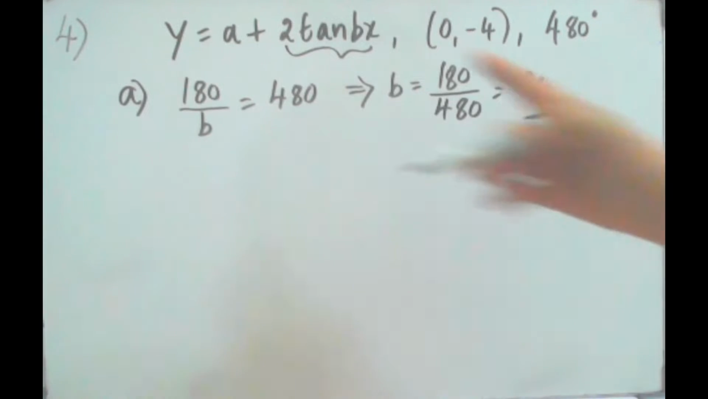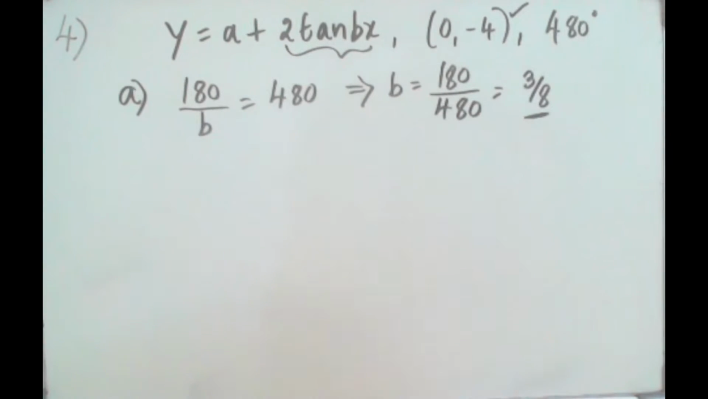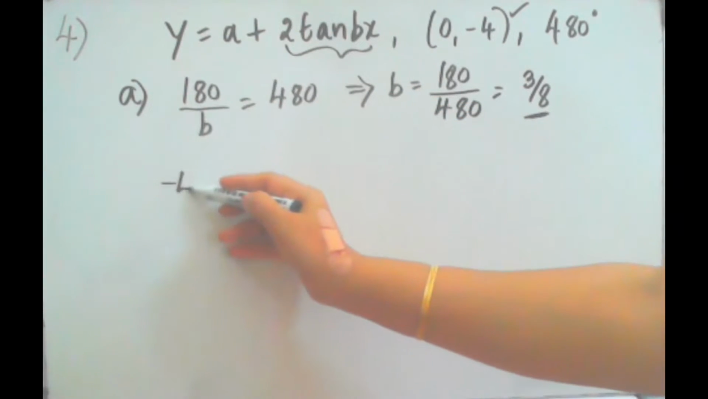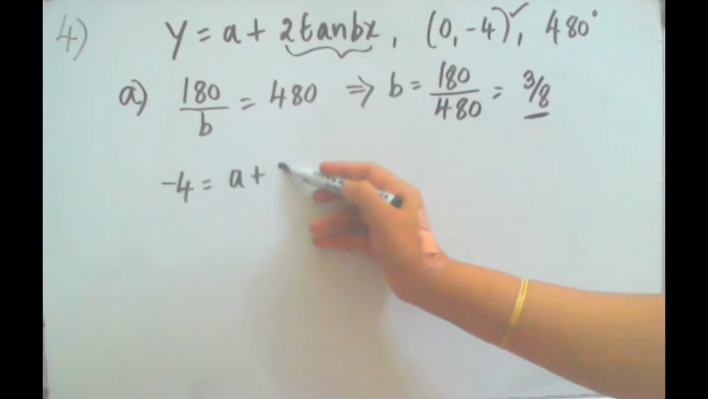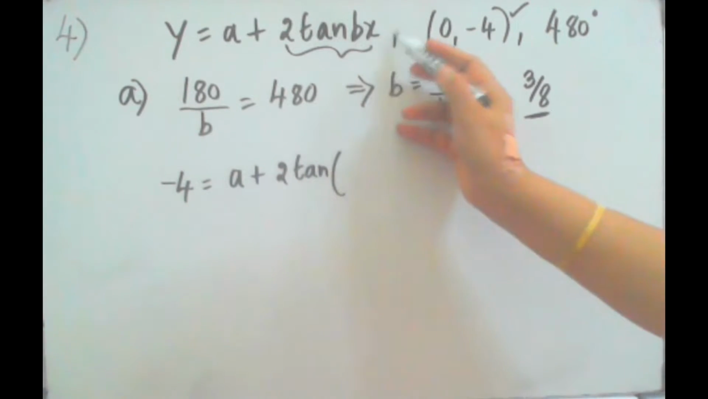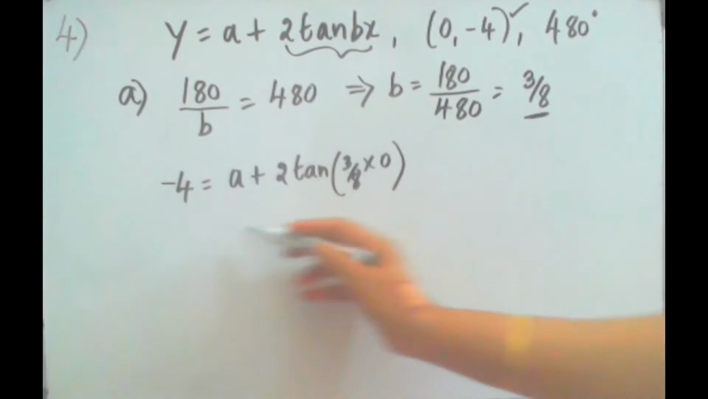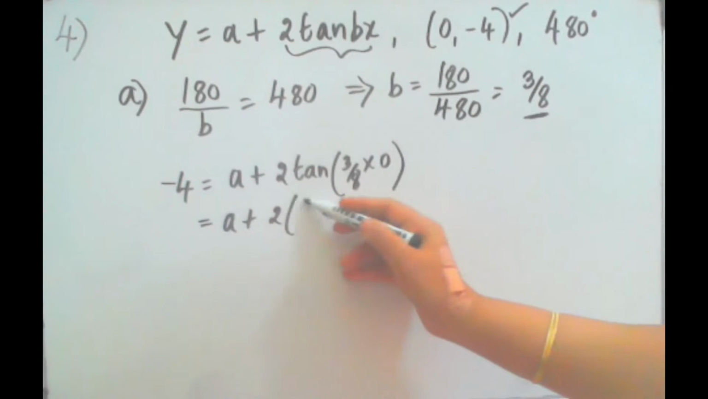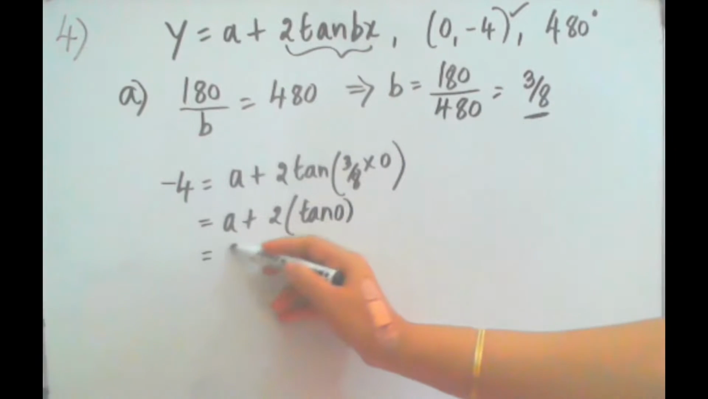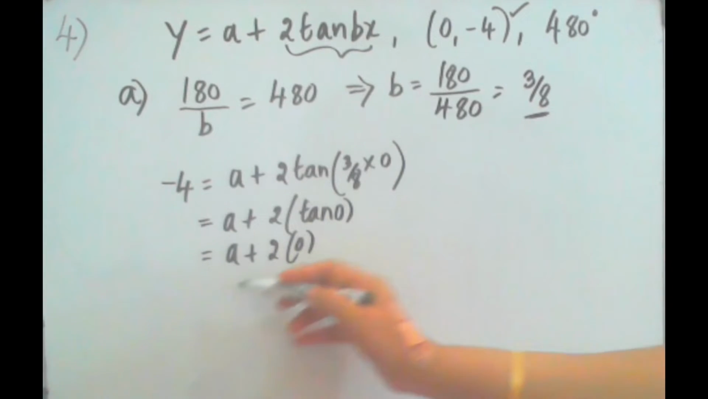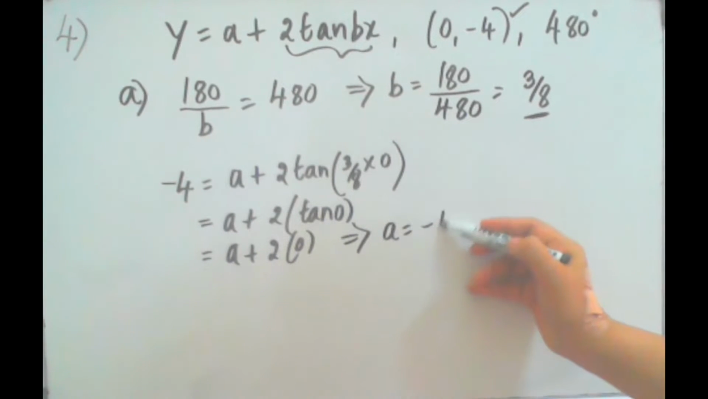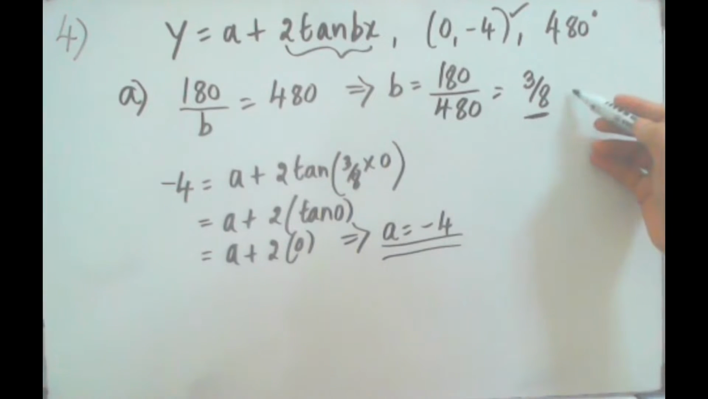Now to find the value of a, we will make use of this one point which the graph is passing through. That means when x is 0, y is -4. Let us substitute: -4 equals a plus 2 tan bx, where b is 3 over 8 and x is 0. So that is a plus 2 tan 0, which is a plus 2 times 0, which is 0. Therefore a is equal to -4. So a is -4, b is 3 over 8, which is the answer for 4a.